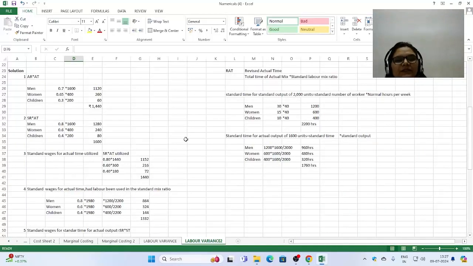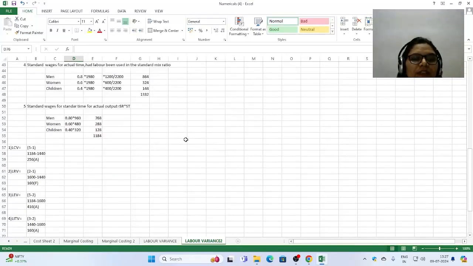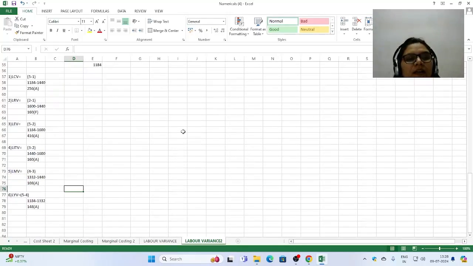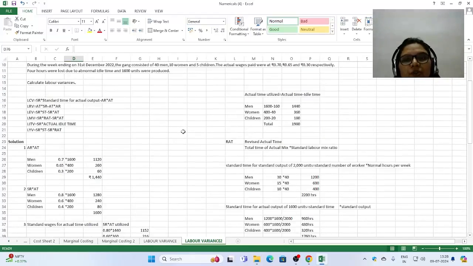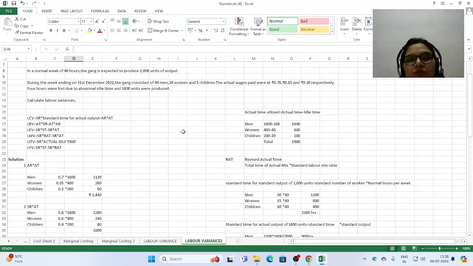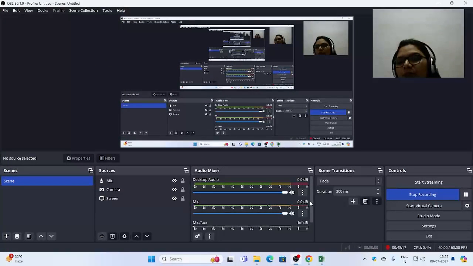We have calculated all the values related to labor variances. Now there were so many calculations, but what usually students fear is that there is so much calculation. But if you do the calculation this way, first finding out what value you need to calculate given in the formula, and calculating them one by one, you are solving the question step by step, so definitely there won't be any kind of problem in solving the question.